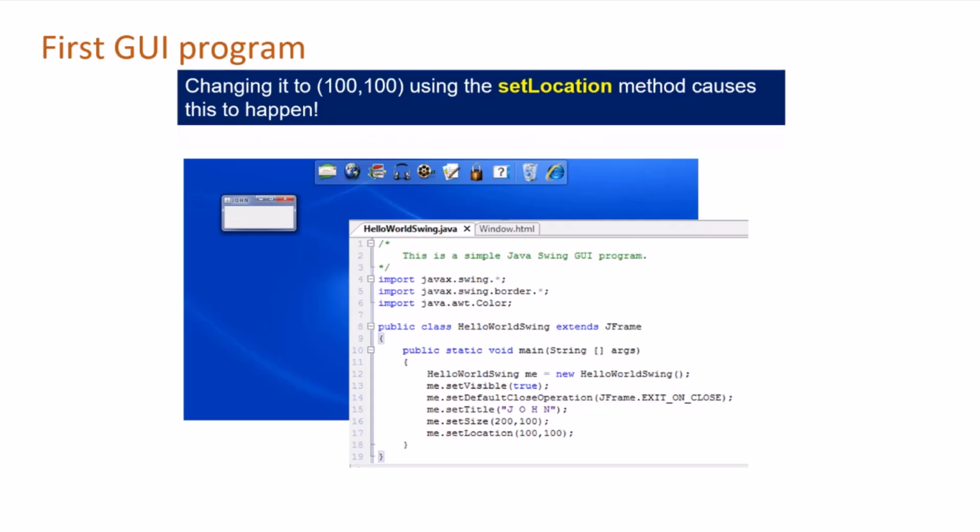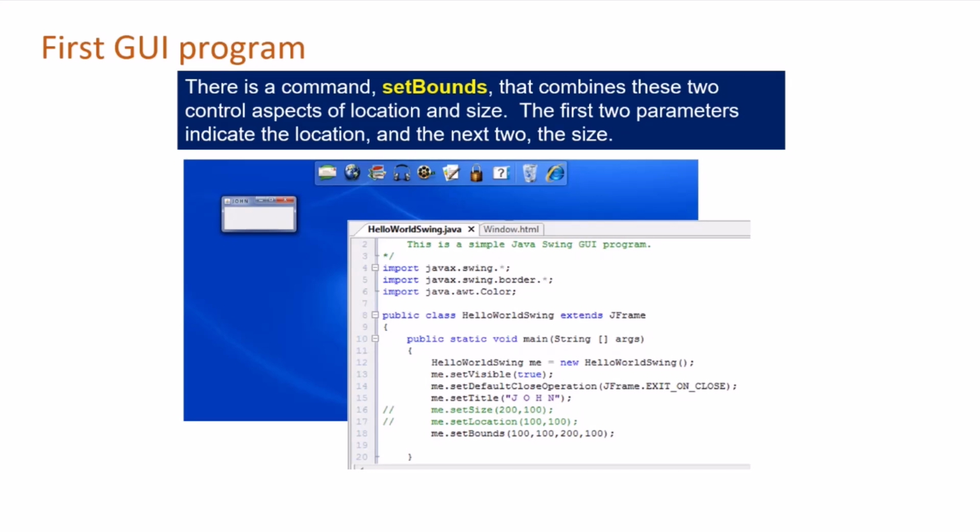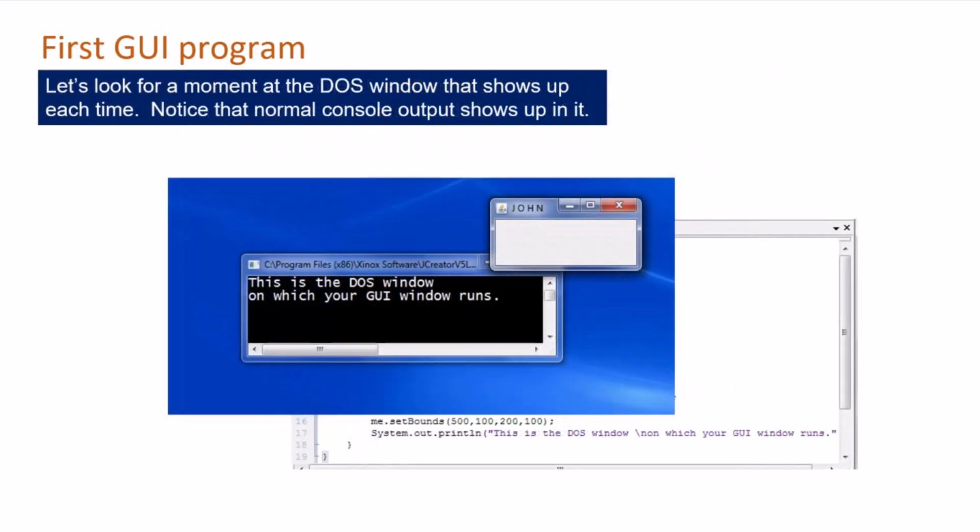There is a command, setBounds, that combines these two control aspects of location and size. The first two parameters indicate the location and the next two the size. So in setBounds below you see 100, 100, 200, 100, which produces the location 100, 100 and the size 200, 100. Let's look for a moment at the DOS window that shows up each time. Notice that normal console output shows up in it.